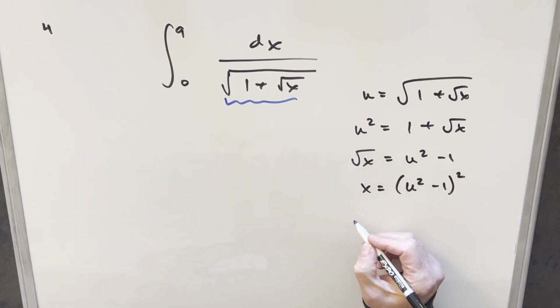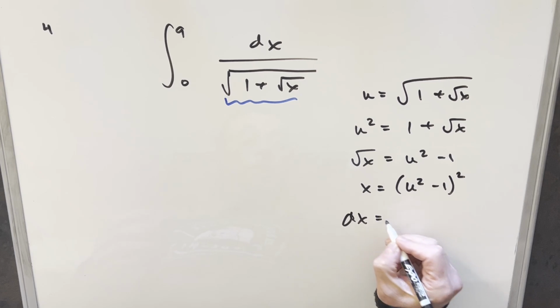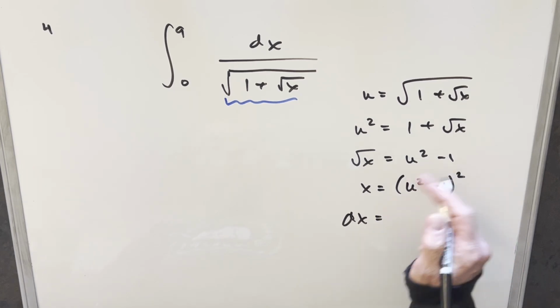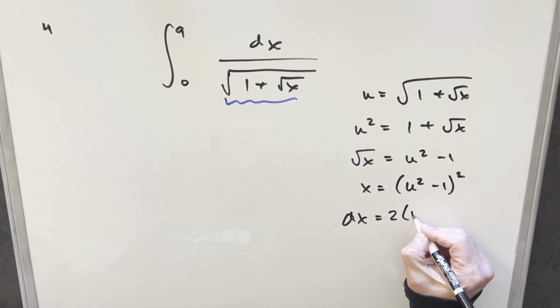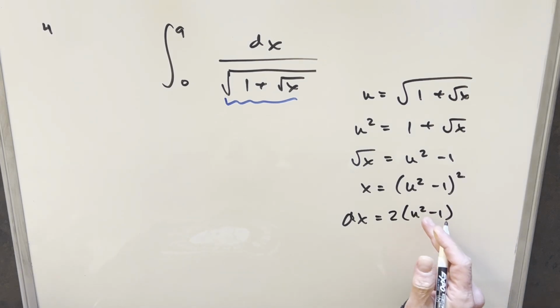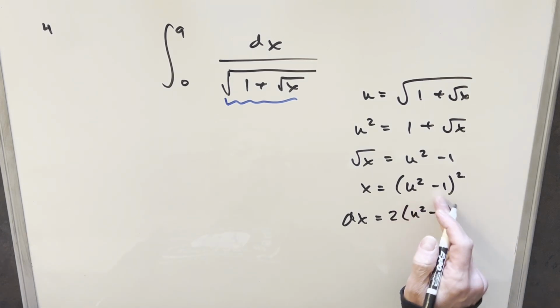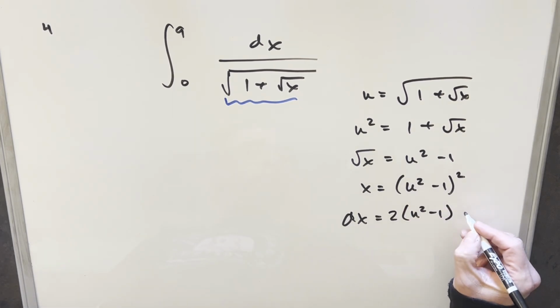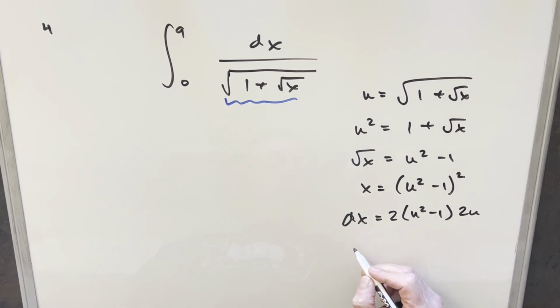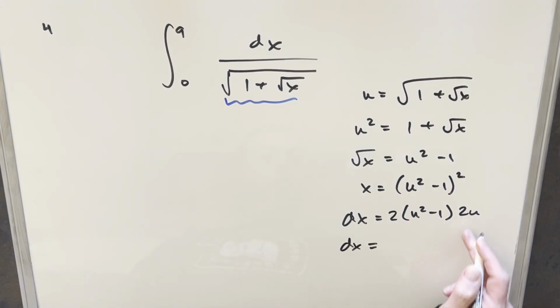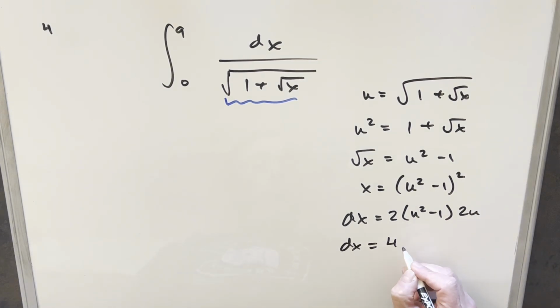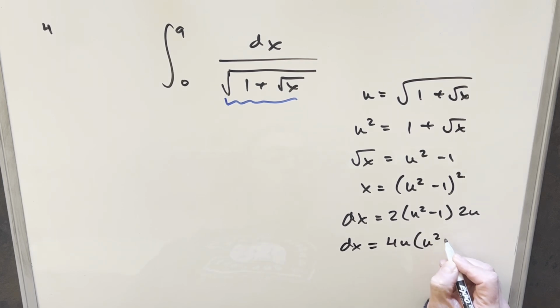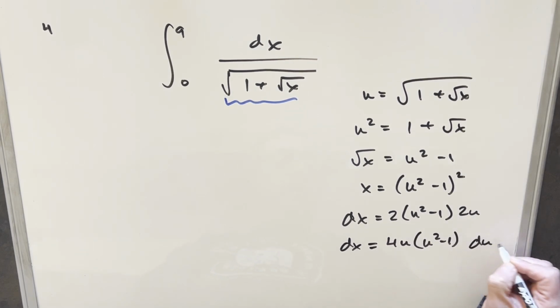And then from here, we'll just go ahead and take a derivative. So we'll get our dx value. Derivative of this, first we'll use the power rule. So this is going to become 2 times u squared minus 1. Then the chain rule, derivative of minus 1, 0. Derivative of u squared is going to give me 2u. Then we'll just get a simplified value. Multiplying 2 times 2u, we'll have 4u, u squared minus 1, du.